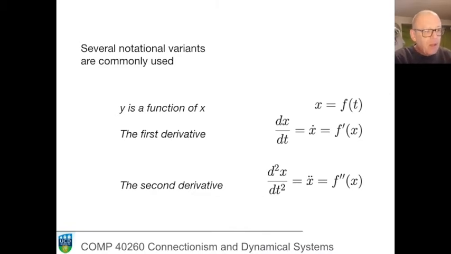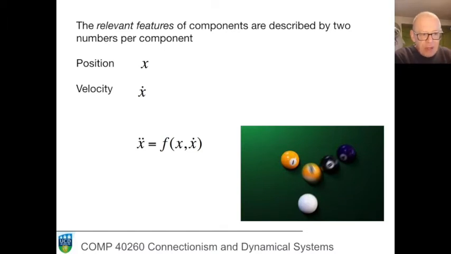So, in a mechanical framework, the relevant features of the components within the system are described by two numbers per component, the position and the velocity. We just saw this in our description of the pendulum. And in the mechanical domain, and only in the mechanical domain, there is a necessary linkage between position and velocity. The two together serve to pick out one massive body moving within the system.